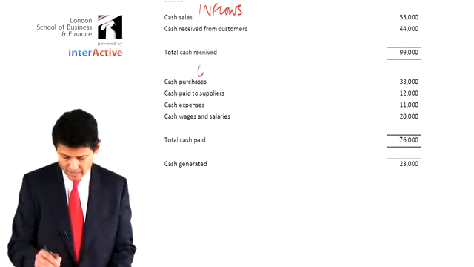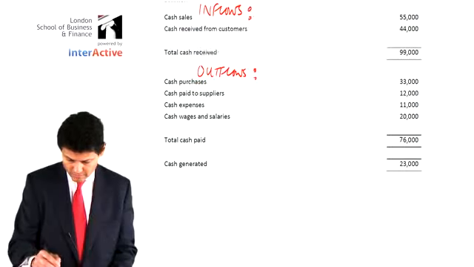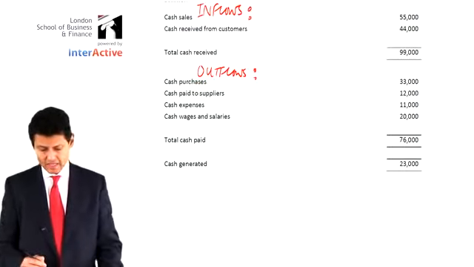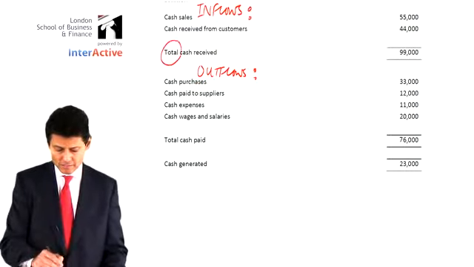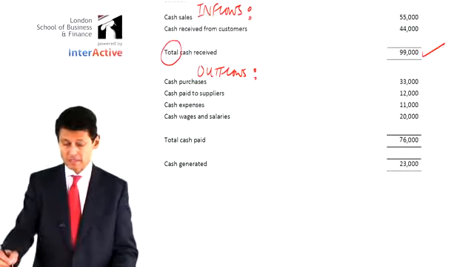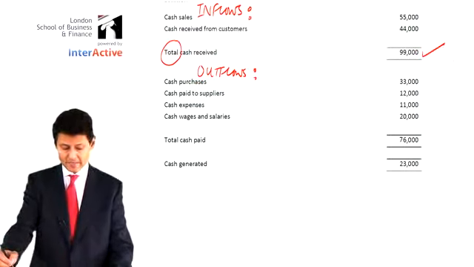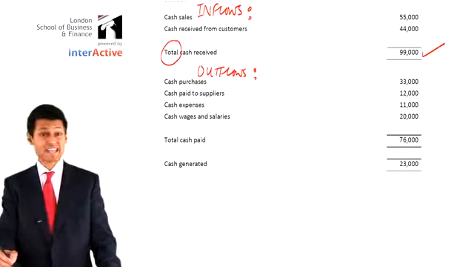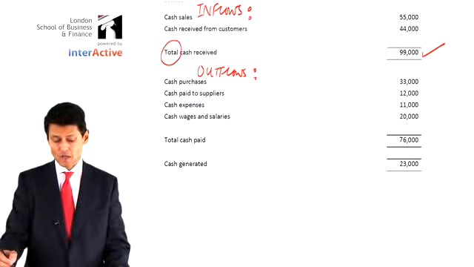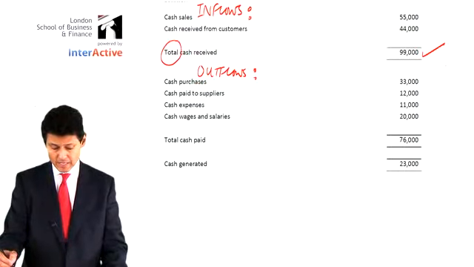Whereas the one down here, outflows, inflows and outflows. The inflows, cash sales and cash received from customers. So the total cash received is 99,000. This is all to do with operating. By the way, this is only operating activities. The investing and financing is in any case direct. Okay, it's just the operating that is in any way changed by this direct word.